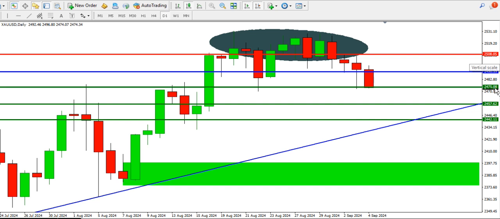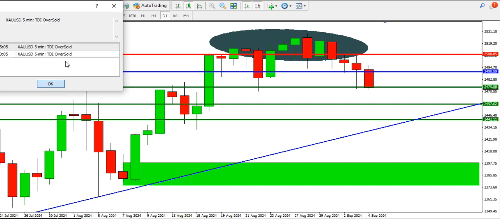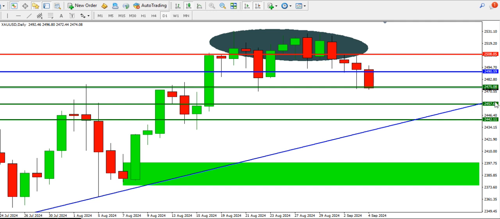The second green line is the second support, which is at 2457.62, and the third green line is the third support, which is at 2442.11.